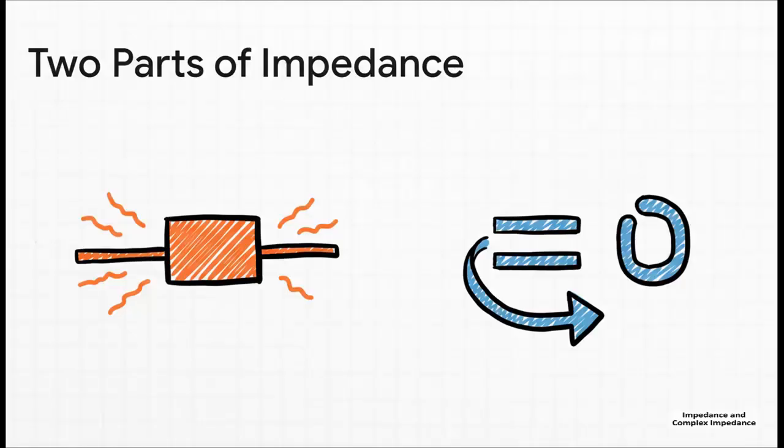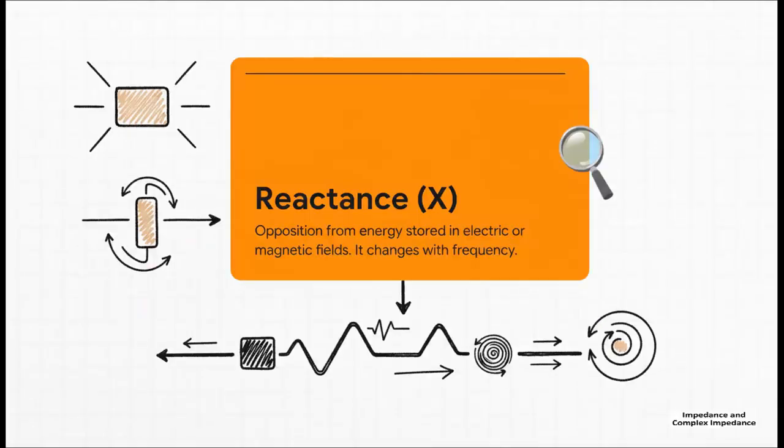But then we have this new kid on the block, reactance, or X. And reactance is different. It doesn't just waste energy as heat. It's more like a spring. It stores energy for a moment and then releases it right back into the circuit. So where does this reactance even come from? Well, it's created by things like capacitors and inductors, which are all about storing energy in electric and magnetic fields.